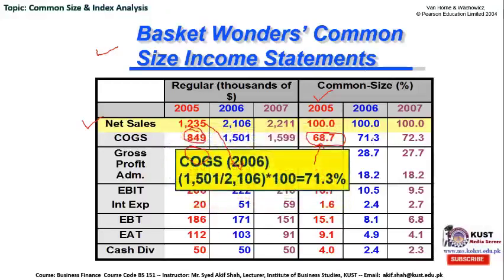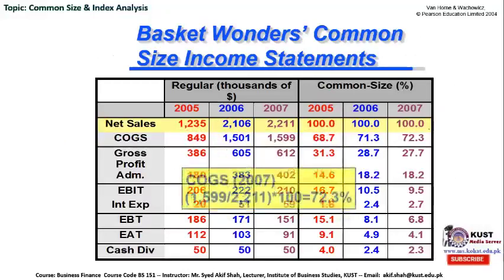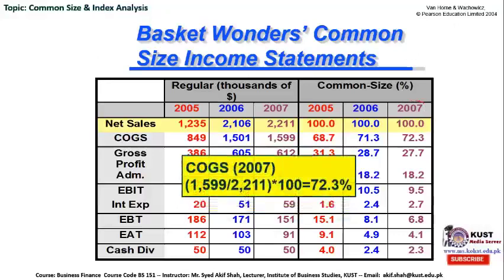Similarly, for 2006, if you would like to make a common size analysis or calculate the percentage for cost of goods sold, we can divide the relevant cost of goods sold of the year by net sales of that specific year, and this simple mathematical operation can give us the exact answer, which is telling us 71.3% is the cost of goods sold in 2006 for Basket Wonder. Now let's discuss the third year, which is 2007, and we have 72.3% cost of goods sold.